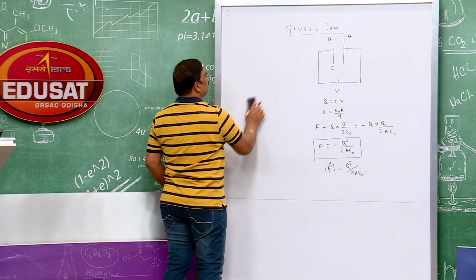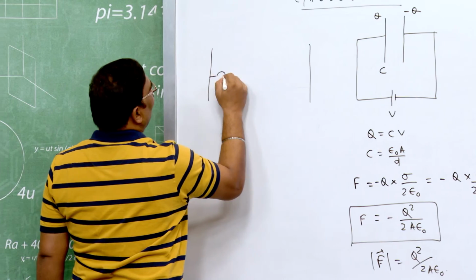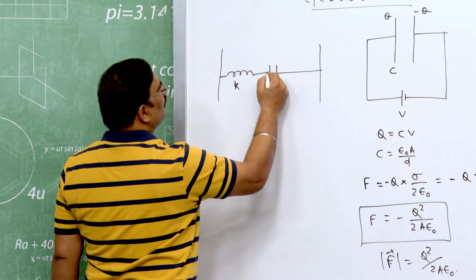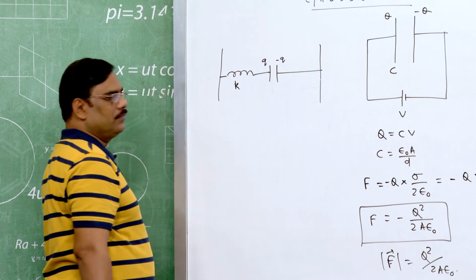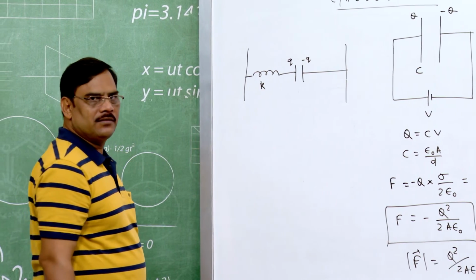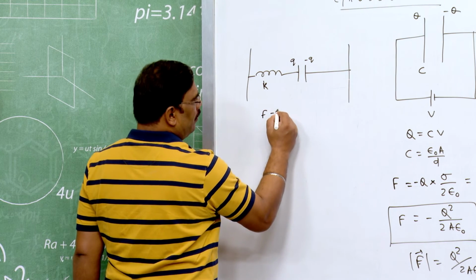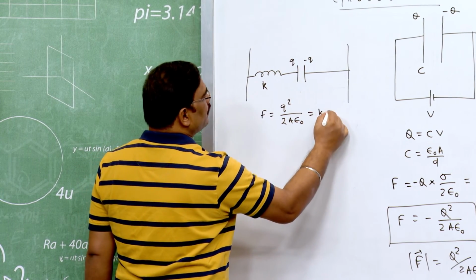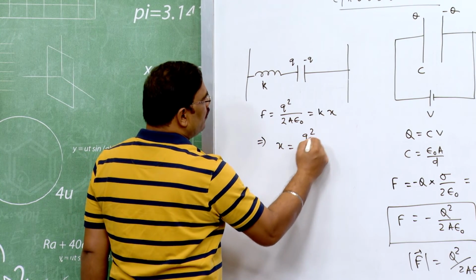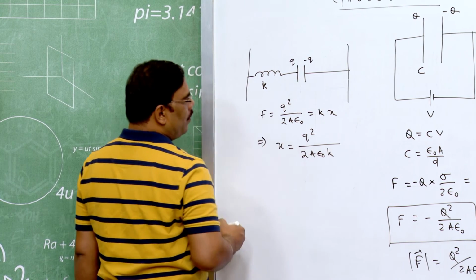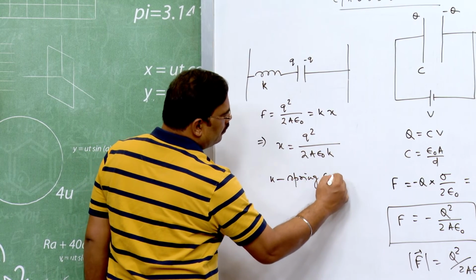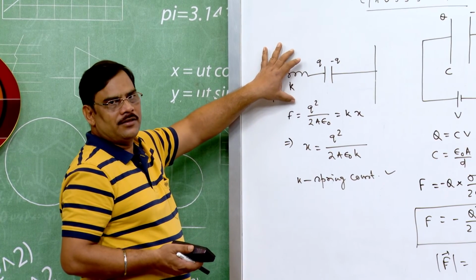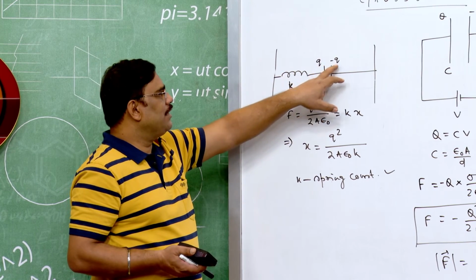Now, let us consider a small numerical. Suppose, between two walls, I have a spring and a capacitor connected like this. If the spring has a spring constant K and the capacitor is given a charge Q, then what is the expansion of the spring? Now, the force on the capacitor plates F is Q square divided by 2 A epsilon 0, which must be equal to K x. So, this will give us x equal to Q square divided by 2 A epsilon 0 K, where K is the spring constant. Okay. So, in this way we can calculate the expansion or compression of the spring. Compression will occur if these two charges are positive.